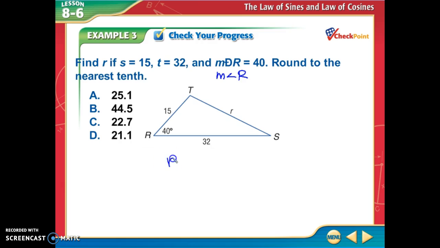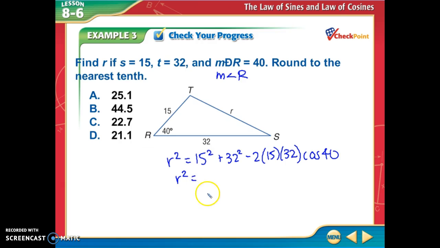So my equation would be r squared equals the other two sides squared, so 15 squared plus 32 squared minus 2 times the other two sides times the cosine of my angle 40. Plug all of the right side into the calculator, and that simplifies down to 513.6. Right? Take the square root of both sides, and that simplifies to 22.7, or answer choice C.